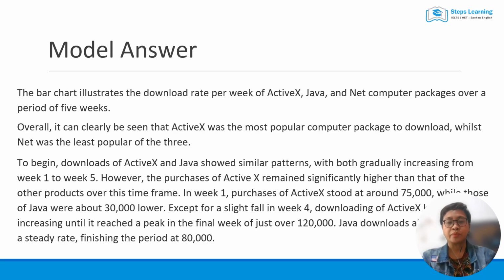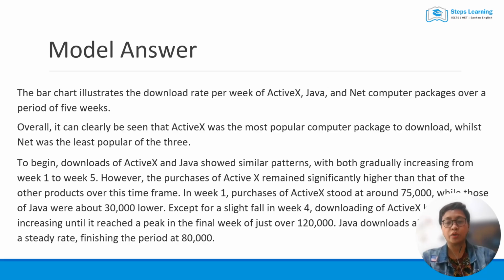To begin with, downloads of ActiveX and Java showed similar patterns with both gradually increasing from week 1 to week 5. However, the purchases of ActiveX remained significantly higher than that of the other products over this time frame. In week 1, purchases of ActiveX stood at around 75,000, while those of Java were about 30,000 lower.